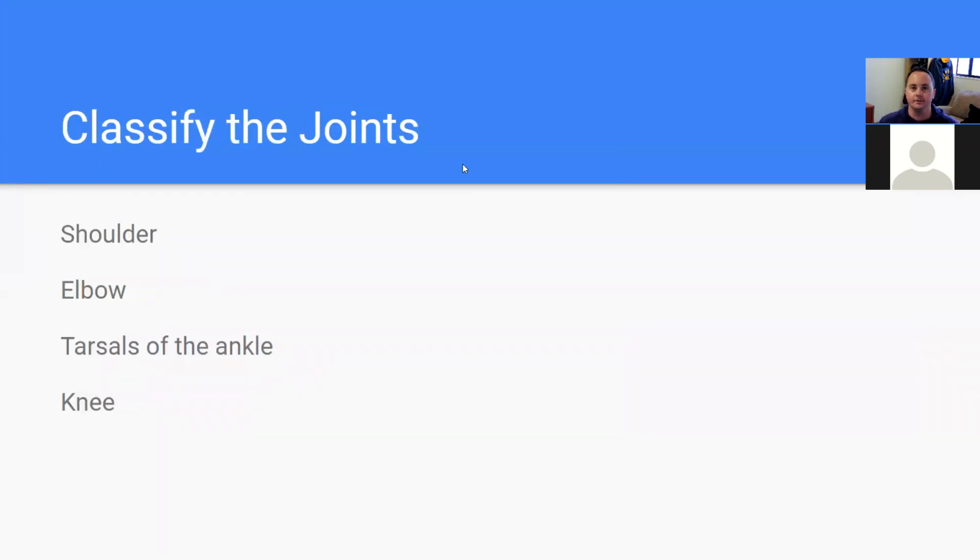So what I want you to do is categorize these 4 types of joints. Now, they are all diarthrodial, but that's not what I want you to do. I want you to say if it is a ball and socket, a hinge, a gliding, or a pivot. Again, they are all diarthrodial. It is 1:23. I'll give you until 1:28 to categorize these 4 types of joints. Go ahead and do that now.